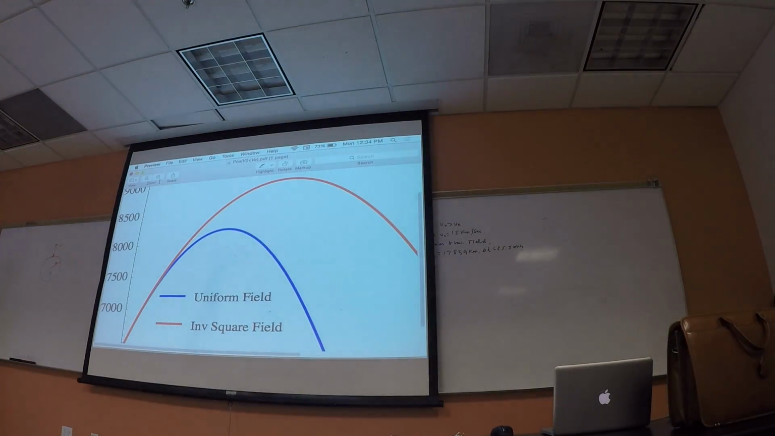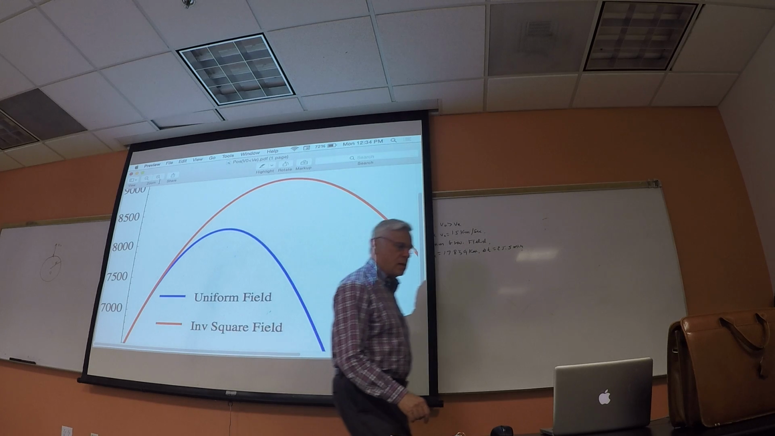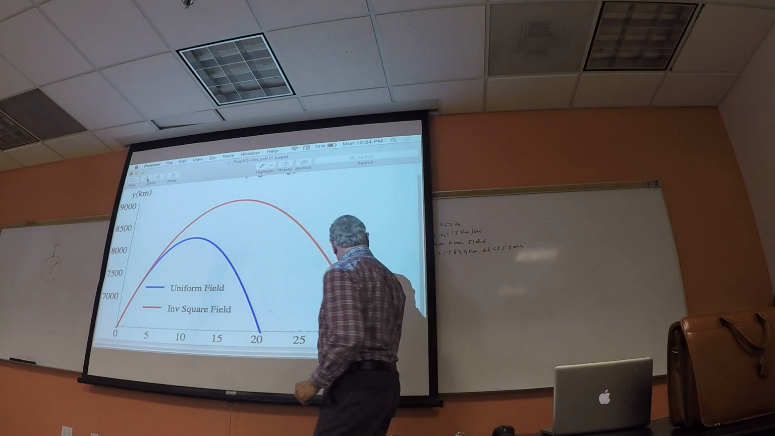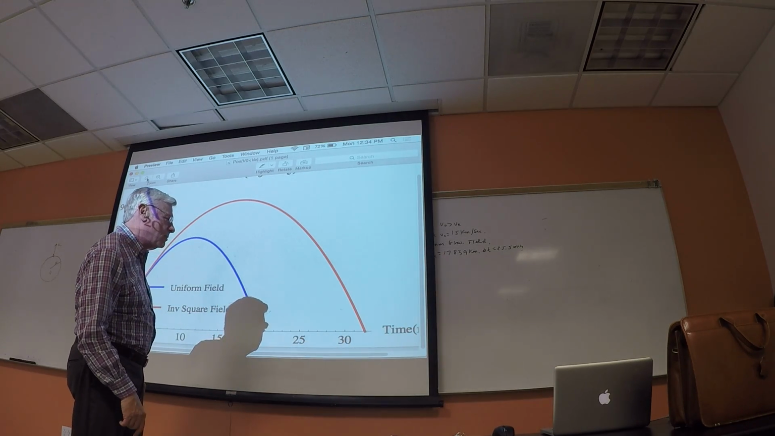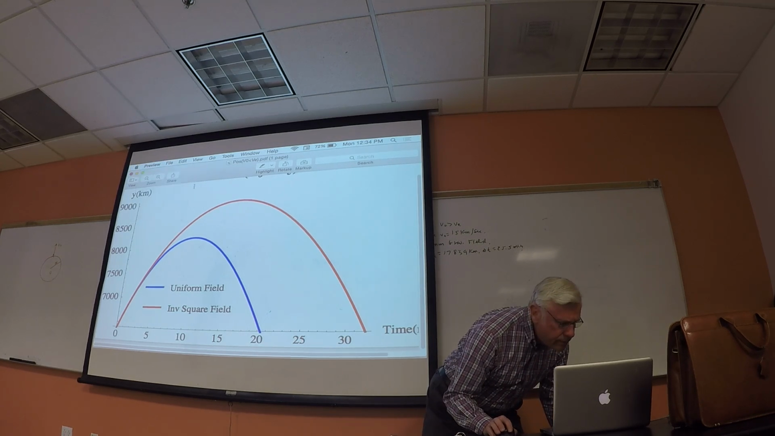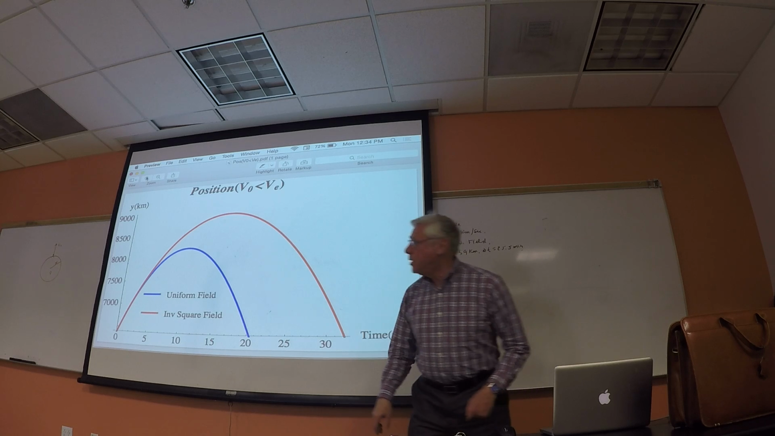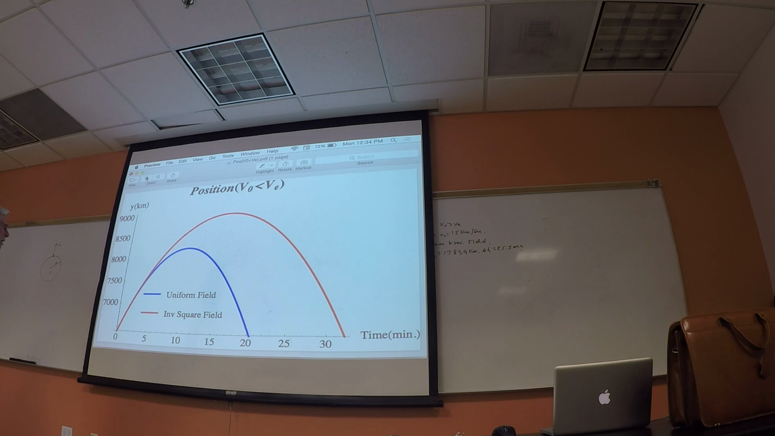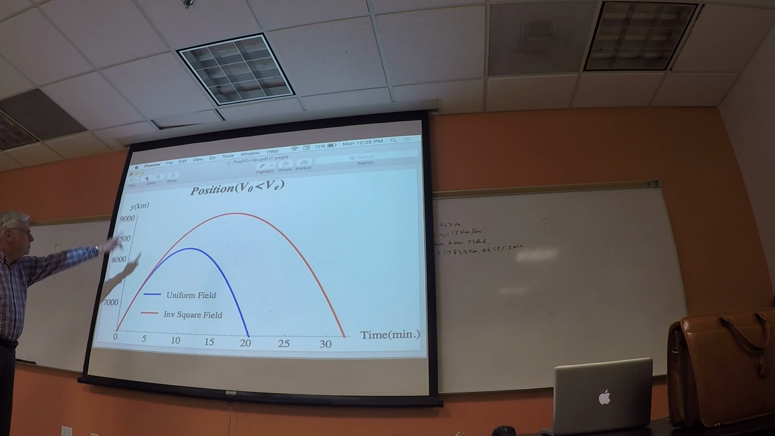Okay, so the first plot is, let me just make it smaller. We have time on this axis, in minutes. And this is the case that I just talked about, V0 less than VE. We gave it, I forgot what the number was already. But here's the position, and the uniform gravity field is the blue curve, and the other one, red or whatever you want to call it, is the inverse square field.